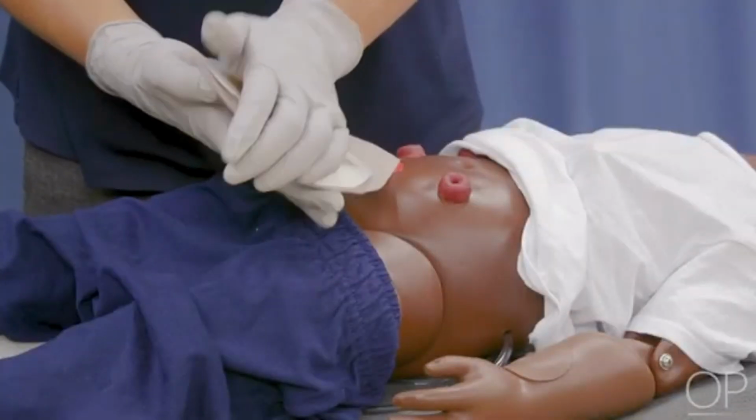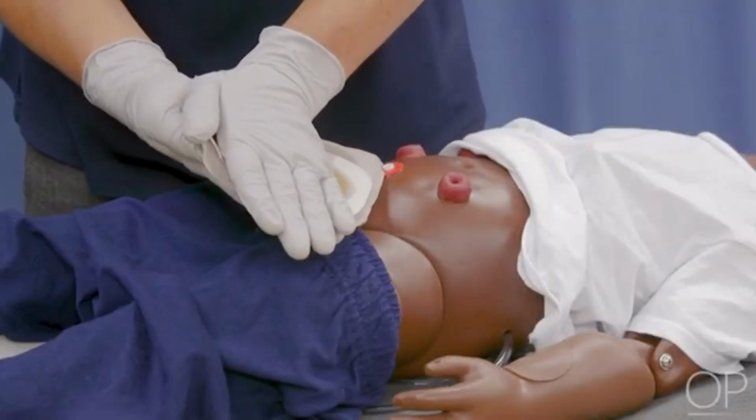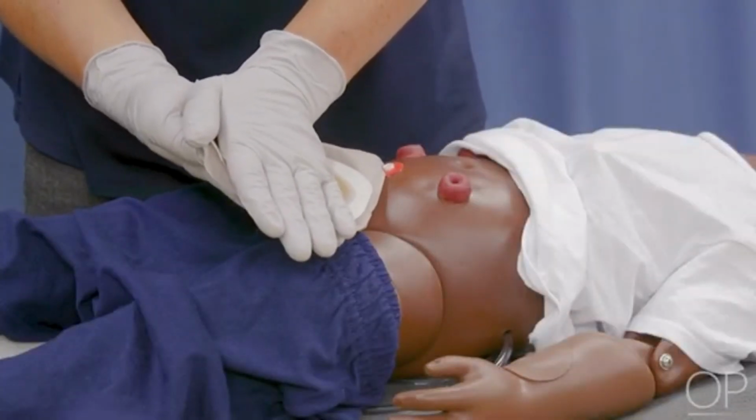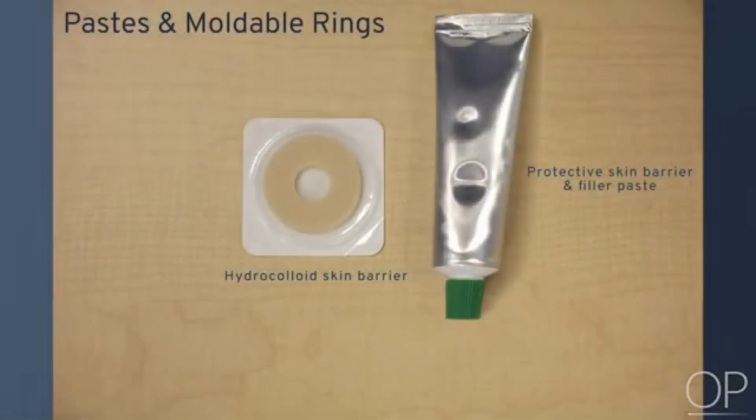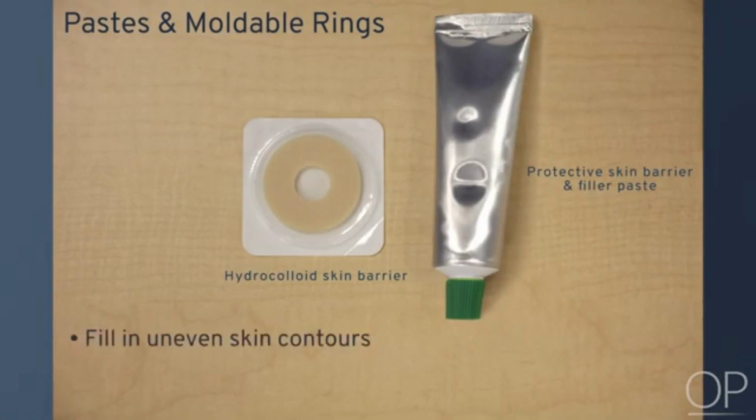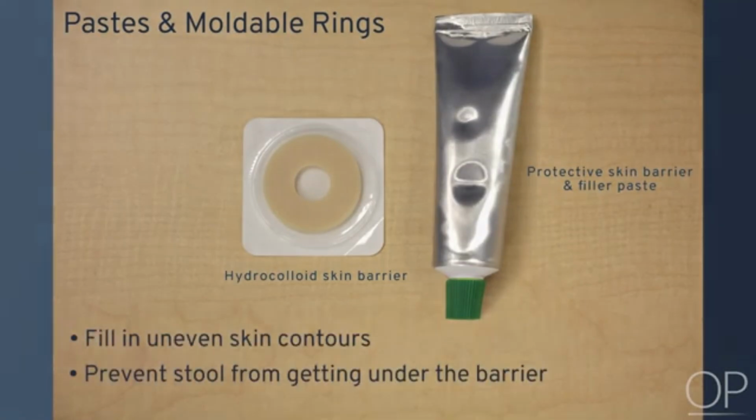After cutting the barrier opening, warm the new pouch with a warm pack or your hands to improve its adherence to the skin. Pastes and moldable rings can be used to fill in uneven skin contours or folds and prevent stool from getting under the barrier.